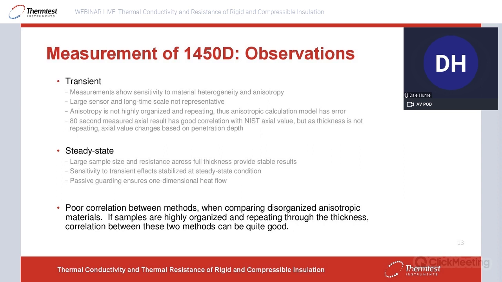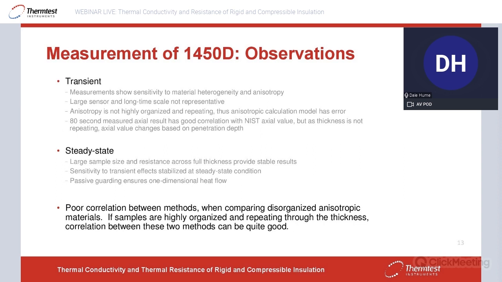The large sensor size and long time scales improve representative data or volume, but in this case, it's not fully. It is not the full material through thickness and guarded. Anisotropy is not highly organized, as I mentioned. Thus, the anisotropic calculation model has some degree of error. The 80-second measurement axial value has good correlation, but again, as it's non-repeating, your axial value changes with penetration depth.